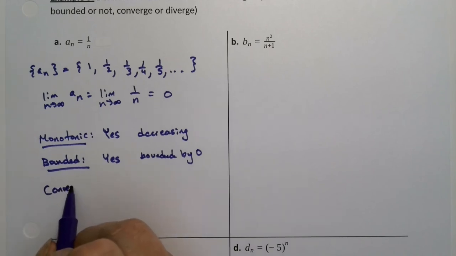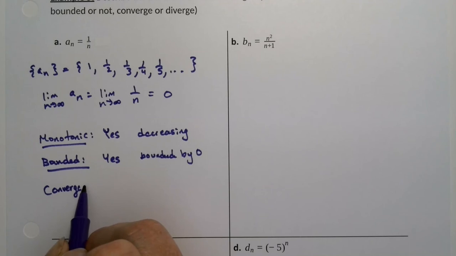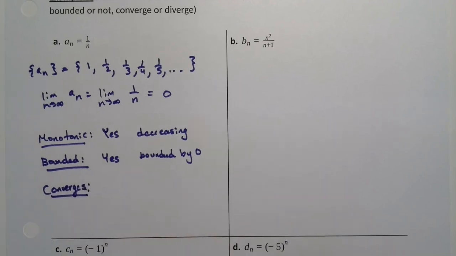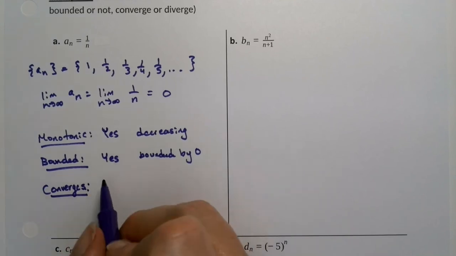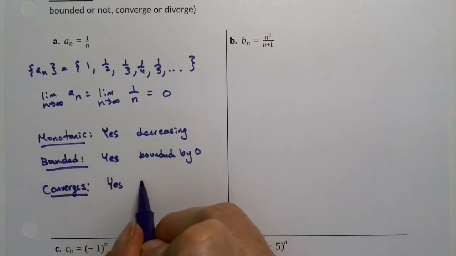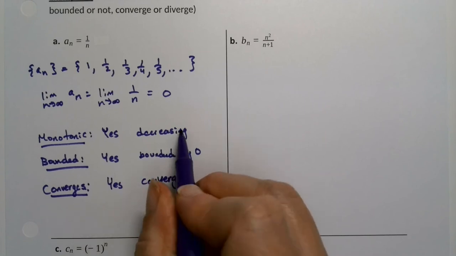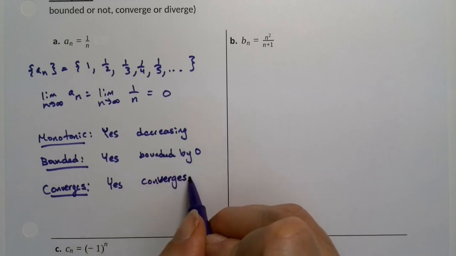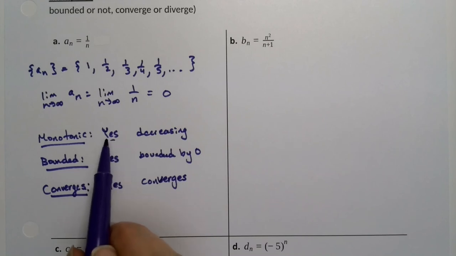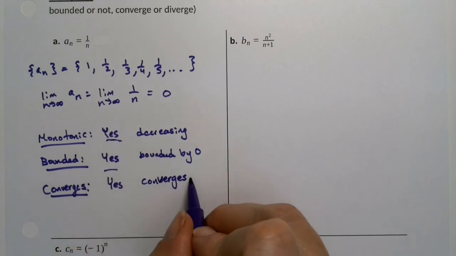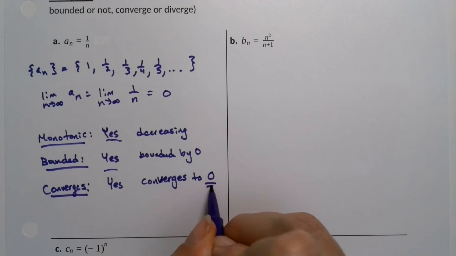Is it convergent? I guess I could say convergent or converges. And the answer is yes, right? It's converging to 0. It's bounded and monotonic, so it's definitely converging. Once these two are yes, then this one's definitely a yes. And it's converging to 0.